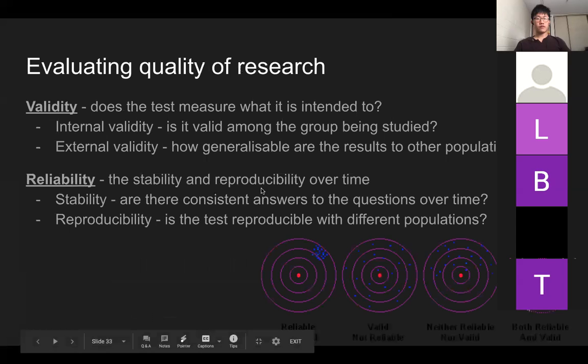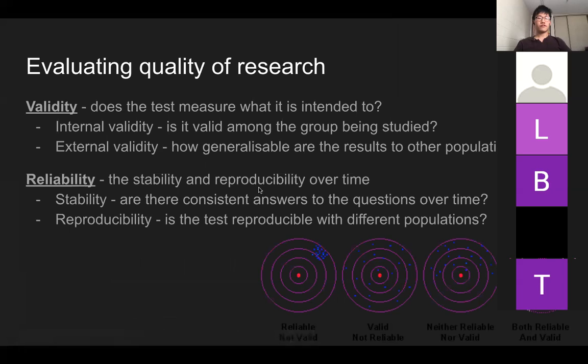I think we have, yes, validating quality of research. You've got validity, which is how does the test measure what it's supposed to. I think these images at the bottom here are a really good guide to figure it out if you haven't quite figured it out. So is it valid amongst the group being studied? That's internal validity, and external validity is how generalizable these results are to other populations.